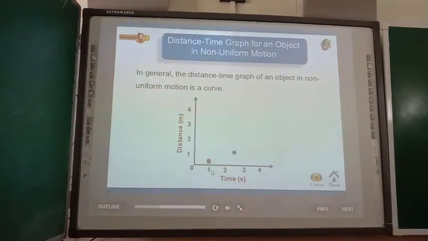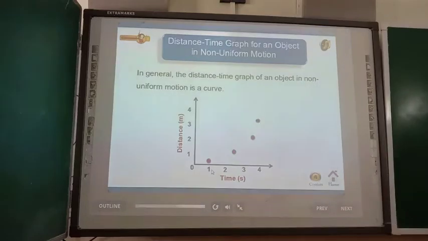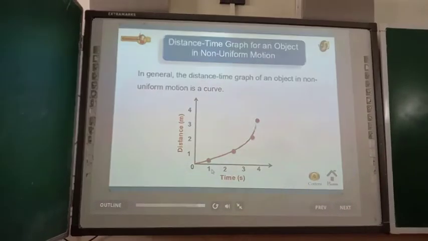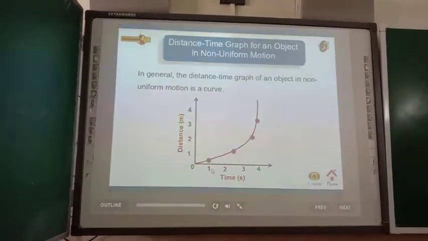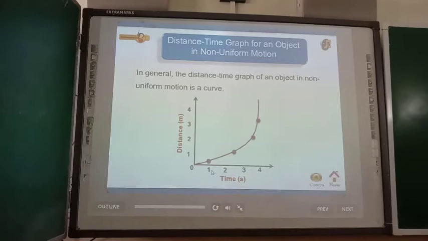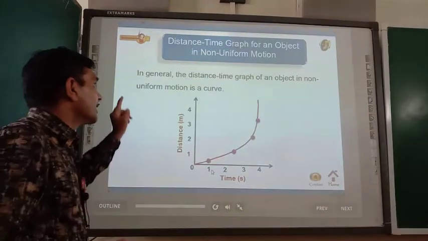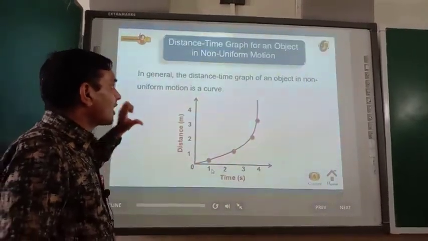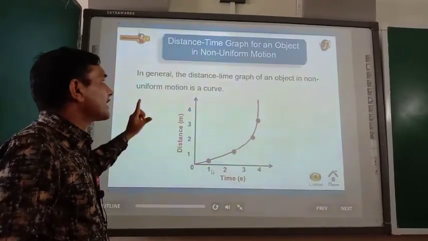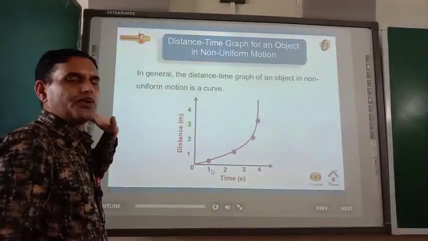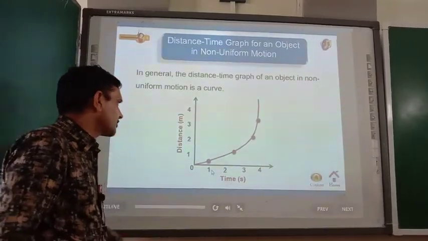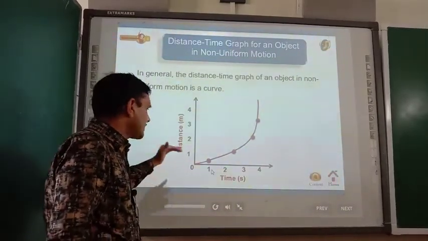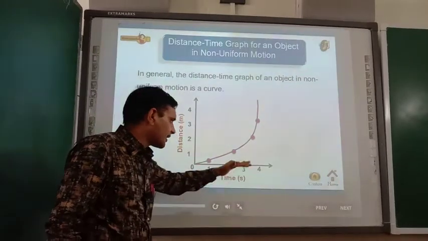For an object in non-uniform motion, we obtain a curved line in the distance time graph as it covers equal distances in unequal intervals of time. So just see, this is also a distance time graph, but for an object which is in non-uniform motion. With uniform motion it is not like this. Distance is on this side, time is on this side.